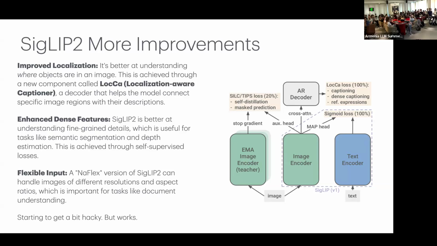So the SIGLIP team now started just adding random components to try to solve this problem. They started adding localization aware captioners, so now they ask the model to actually generate out the caption. Turns out it helps a little bit. They started adding a ton of new self-supervised losses that we're not really going to get into. But the core idea was that if you want to fix your image representations, now you have to get very, very hacky, because these very simple types of losses for aligning text and images just don't work well.